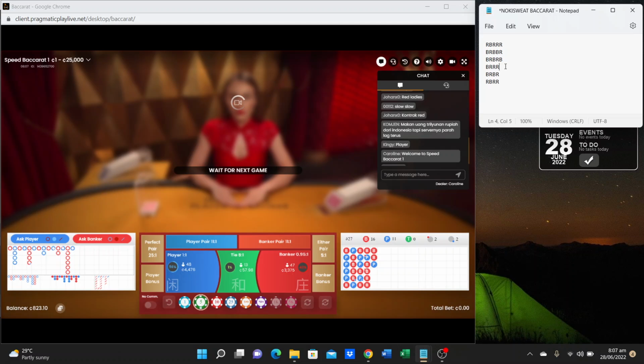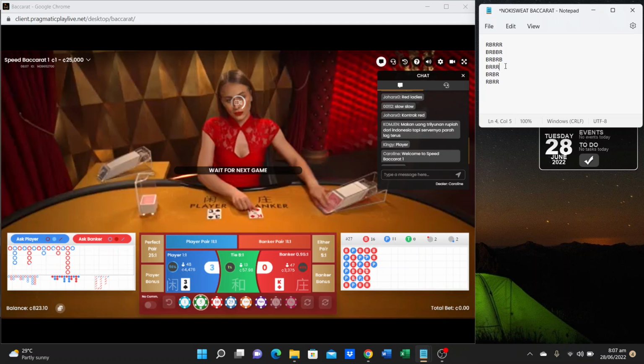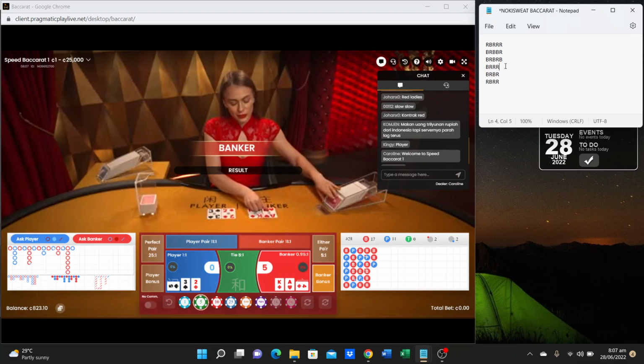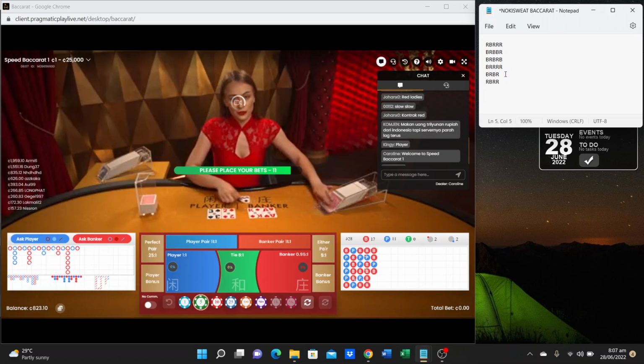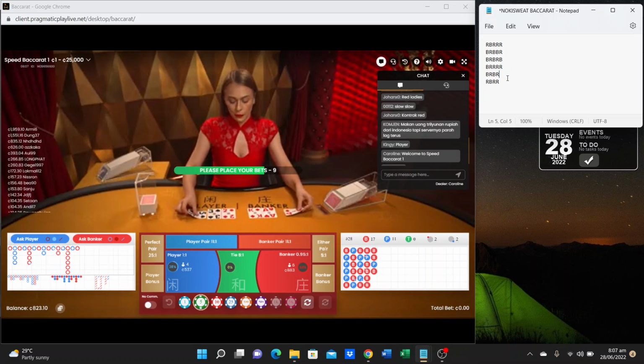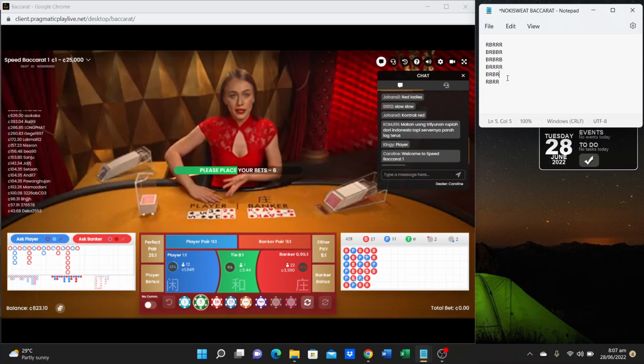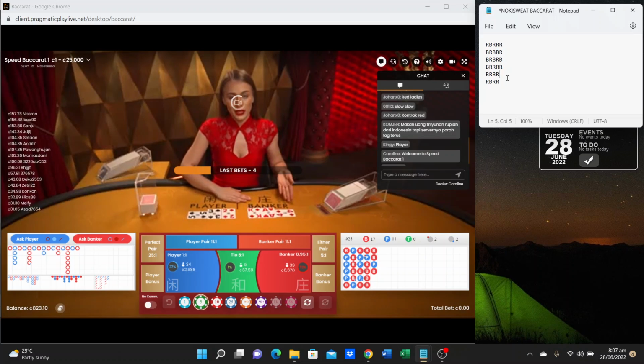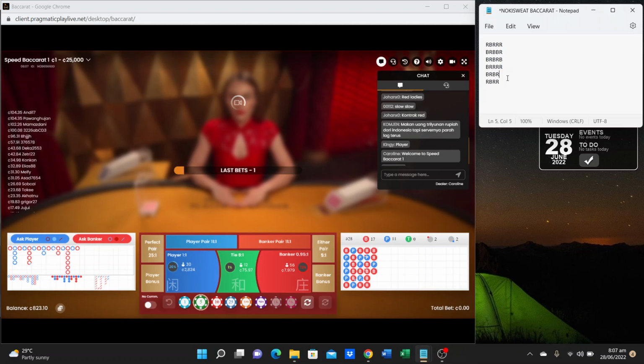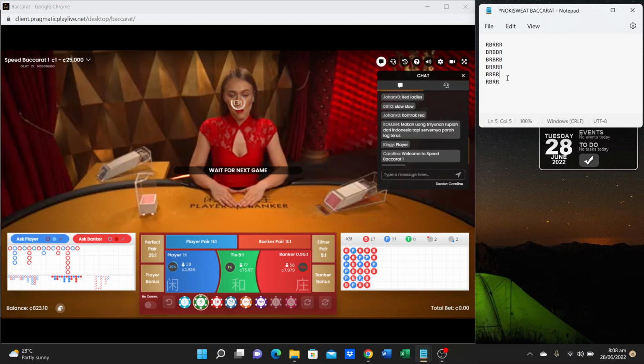Try to understand how the strategy works before you start applying it. It works perfectly in a brick and mortar casino. 5 for a player, 1 for banker, extra card each. So we wait for two more outcomes. And banker makes it 5 over 3. So we start from down this time around. So that went to red.